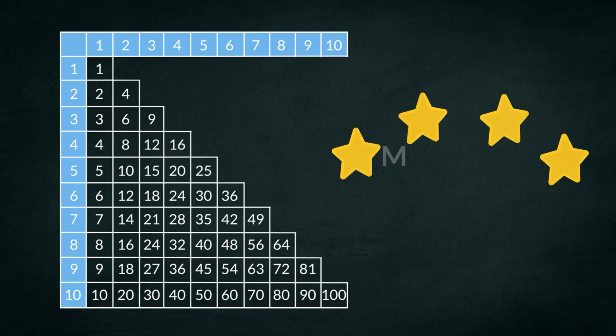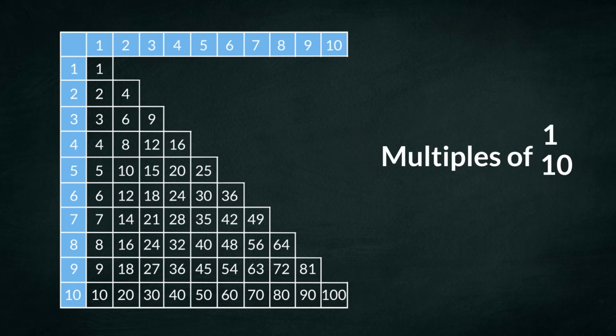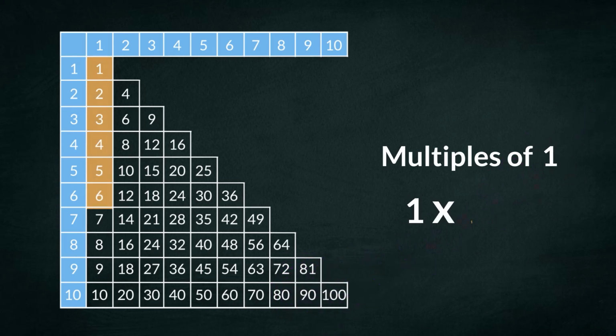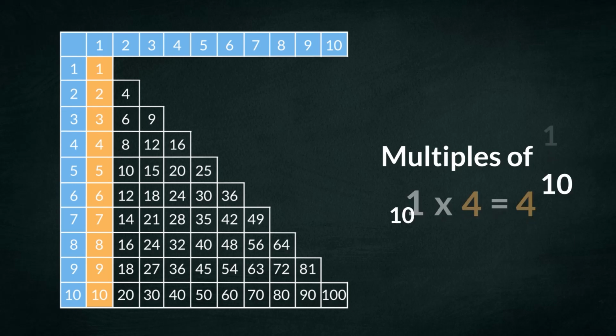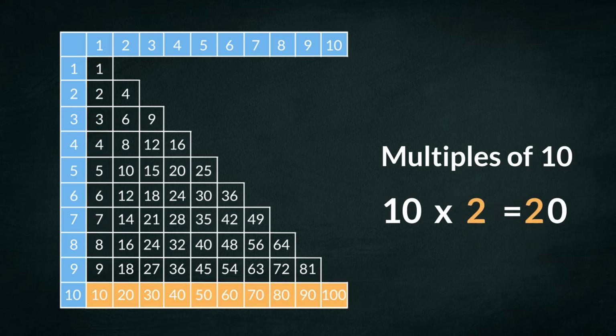We should start with the multiples of 1 and 10. Can you spot a pattern here? When you multiply 1 by any other number, the result is always the number itself. And when you multiply 10 by a number, you just put a 0 behind that number and you got your answer. Not too bad, huh?